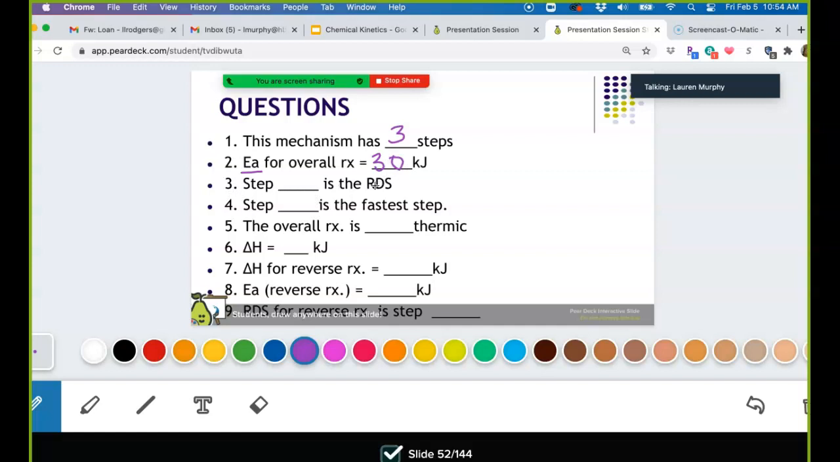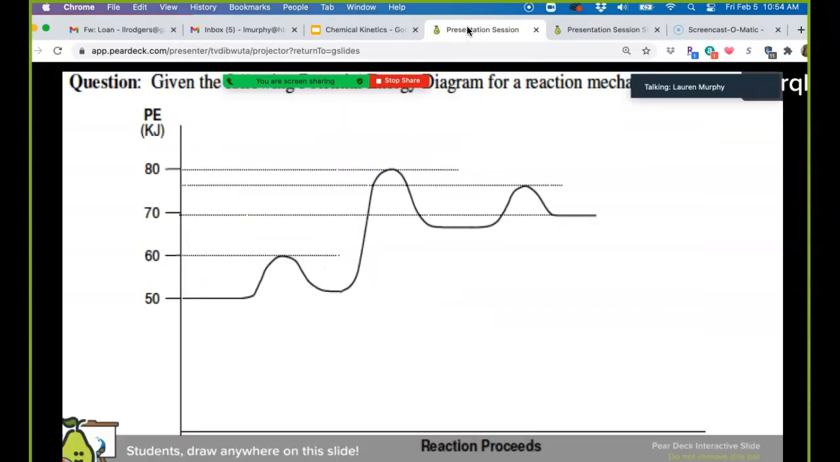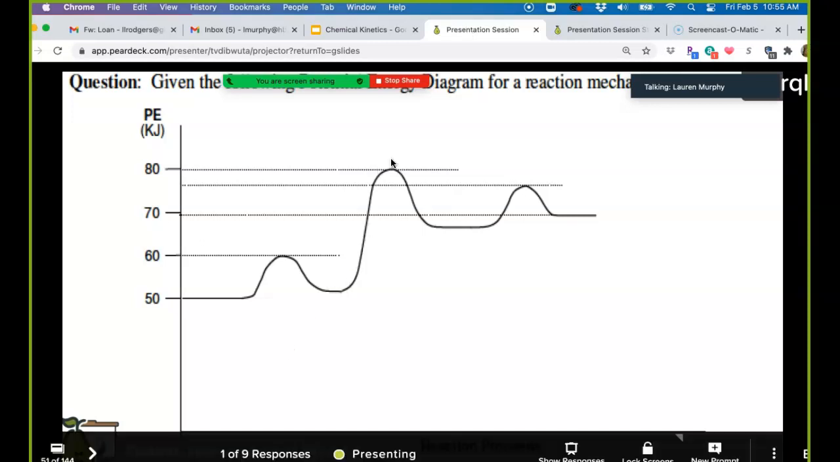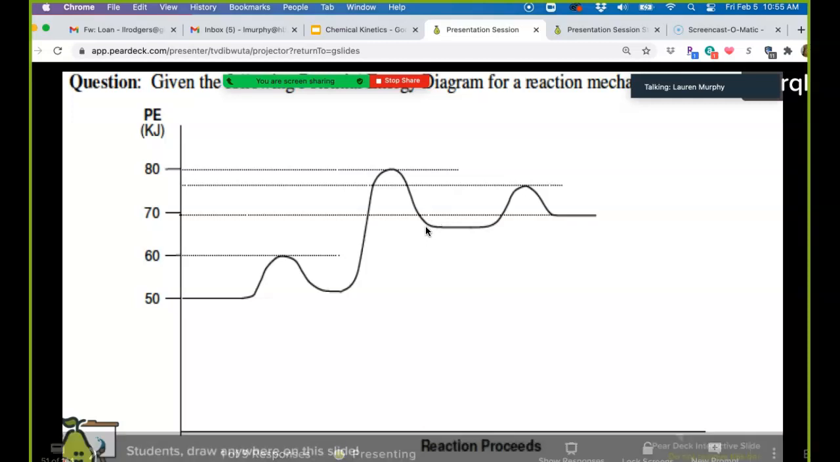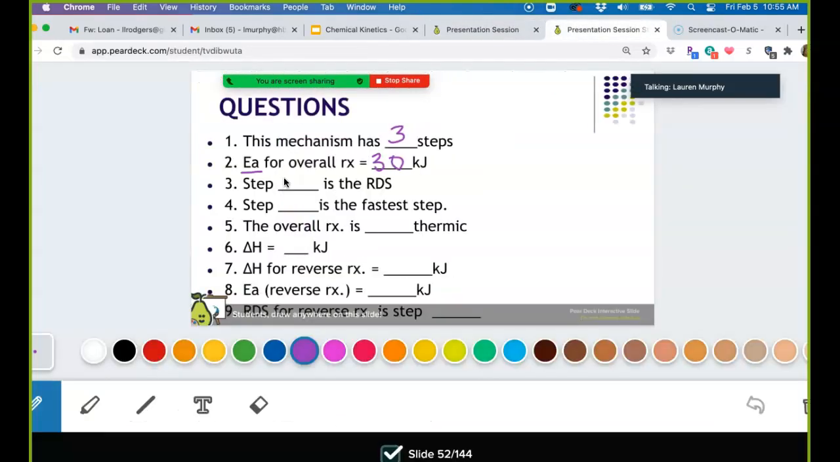Which step is the rate determining step and which step is the fast step? So I don't know, you tell me. If you're trying to climb up these hills, which is the hardest hill to get over? The second one, right? So the second step is your rate determining step. It's going to take the longest to get over this hill. It's the biggest hill to climb. But your fastest step would be your shortest hill. It's close, but it definitely looks more like step 3 is a little bit shorter than step 1. So step 3 would be your fastest step. So step 2 is the rate determining step, and step 3 is the fastest step.